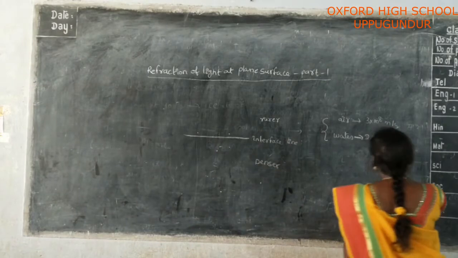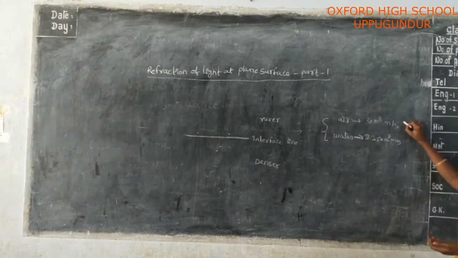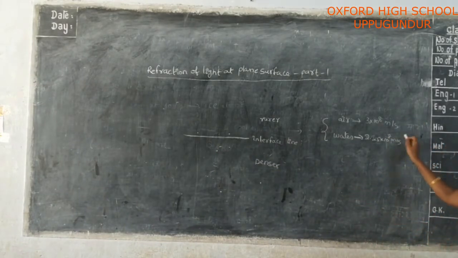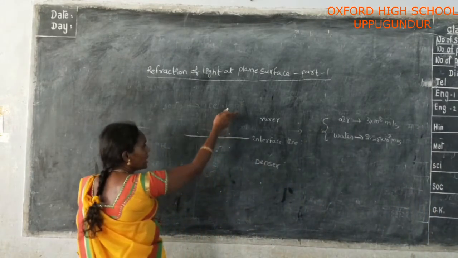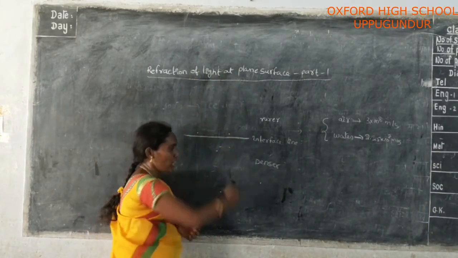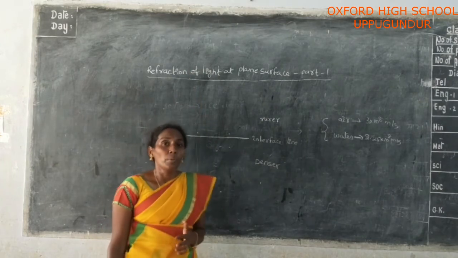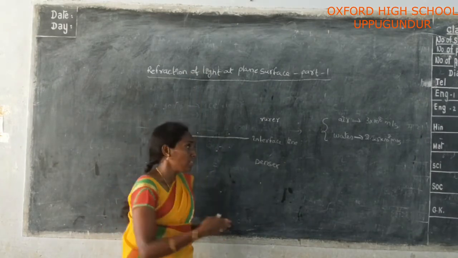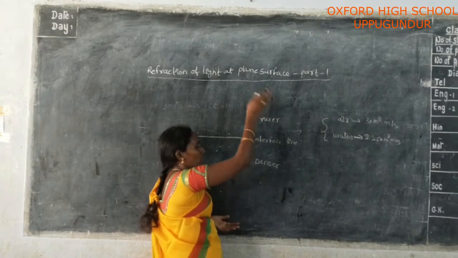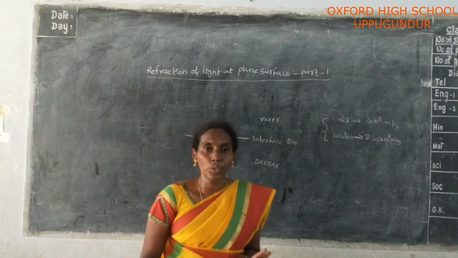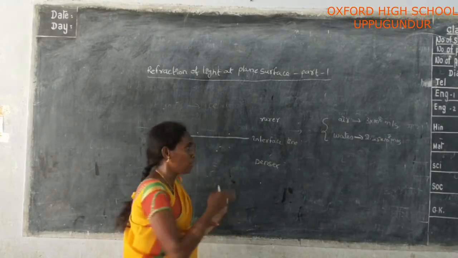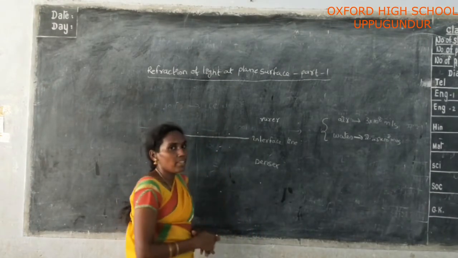Regarding these two media, here air is a rarer medium and the water is a denser medium. This is the interface line. Above the interface line is rarer and below the interface line is denser. Any medium you have to take. For example, above the interface line, denser medium should be taken; below the interface line, rarer medium should be taken. No problem.